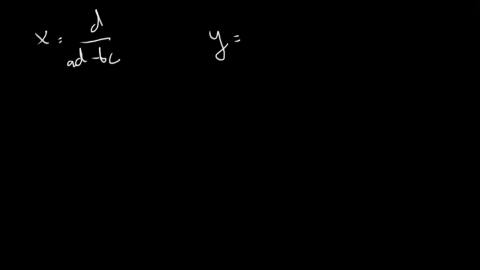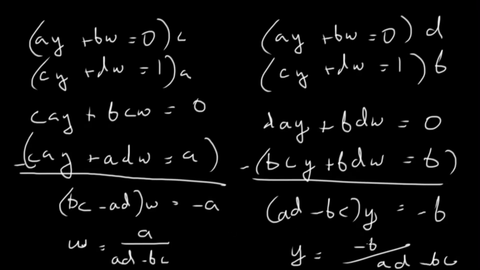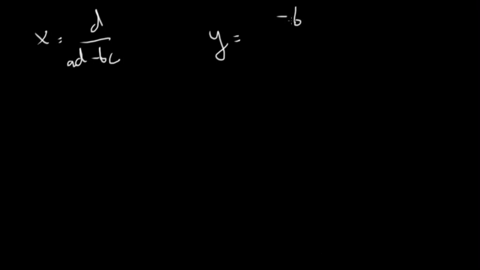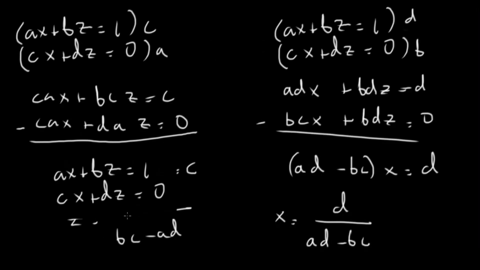Y is right here, negative B over AD minus BC. Z is right here. It's still messed up. It was... what the heck happened? I don't know. Oh, I know what happened.